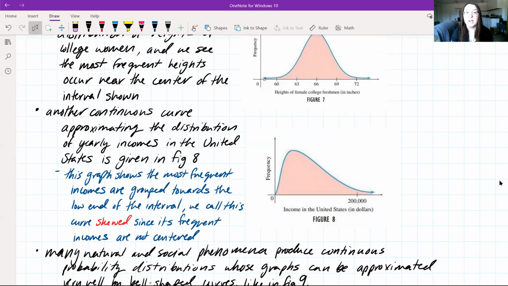So if you ever see a normal distribution or a continuous distribution, and its peak value is not in the center, we call that skewed. And we can have skewed to the left or we can have skewed to the right. So in the case of figure 8 here, we see it is skewed to the left. And that's because the most frequent income in the United States is definitely going to be closer to 0 than closer to $200,000. So that's how we see it really skewed there to the left.